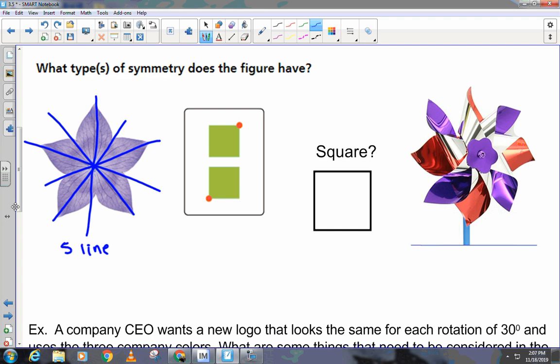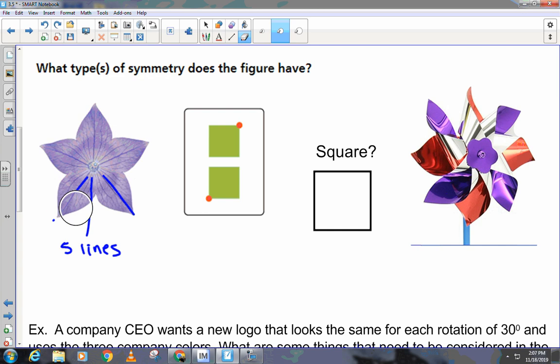So it's got reflectional. Okay, what about rotational? What would be the angle of rotation, or does it have rotation? It does. What's the order going to be? 5. So we would take 360 and divide it by 5, and so its angle of rotation, or its magnitude, is 72 degrees.